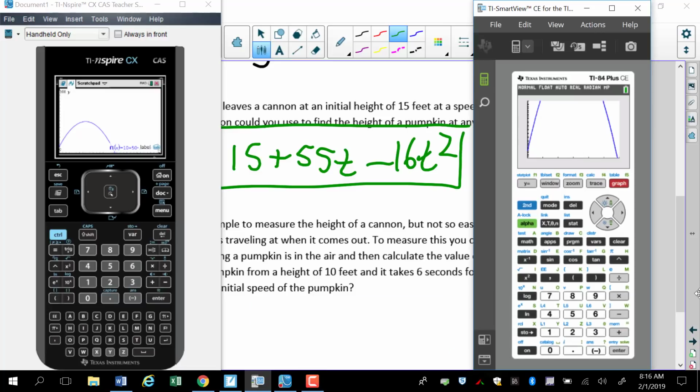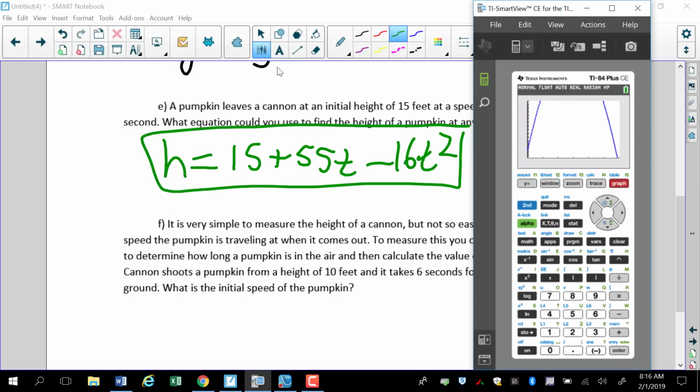So if you take a look at the 84 Plus that we have over here, it's a little easier to see. So I'm just going to shrink this one and we'll look at this one. It starts at 10 feet and lands here. Notice this is almost 6 seconds. I would say this is pretty good. It doesn't have to be exact. We'll work on that later on.